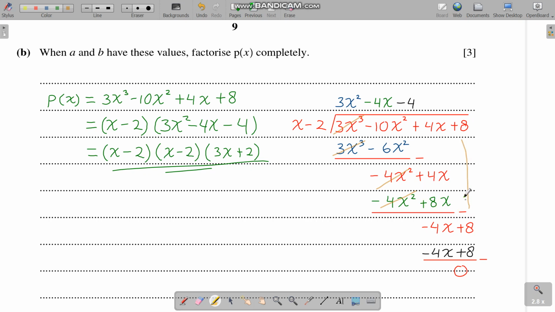And we drop the next term. And now we have to multiply x by something to get minus 4x. So we multiply by minus 4. Minus 4 times x is minus 4x. Minus 4 times minus 2 is plus 8. And then we subtract. We should get 0 because x minus 2 is a factor, so the remainder is supposed to be 0.